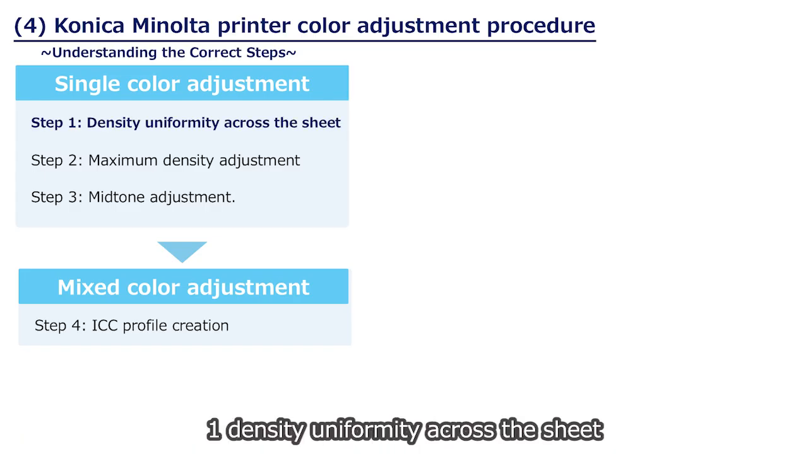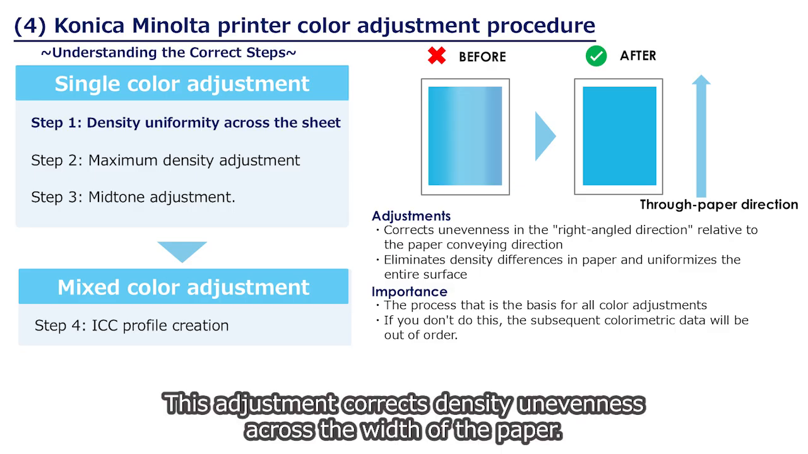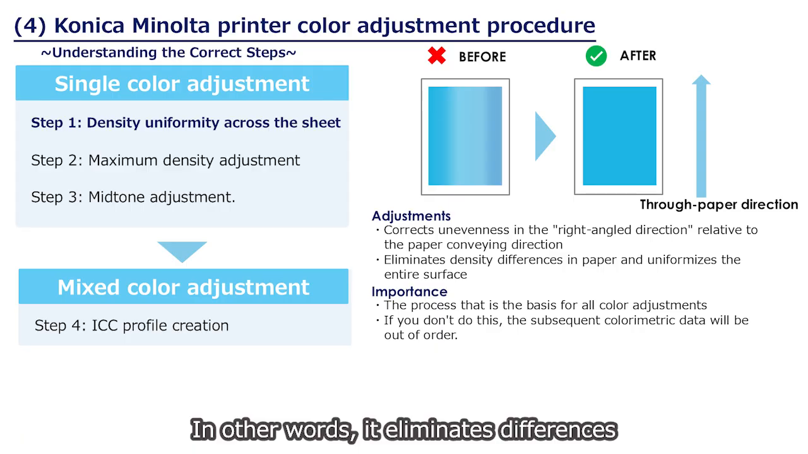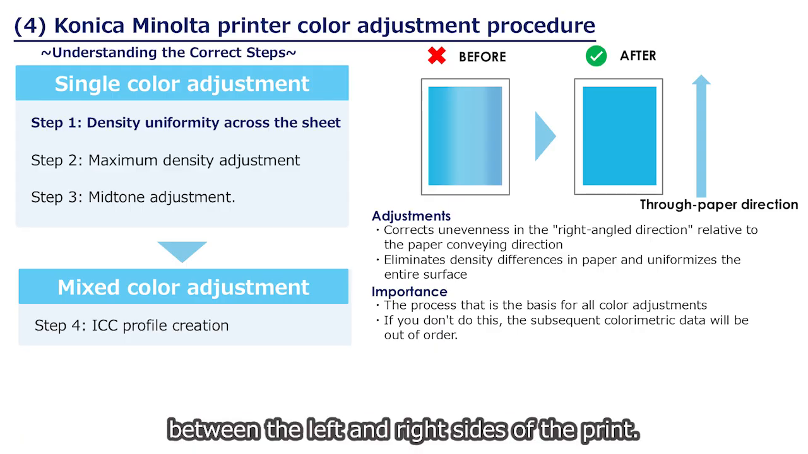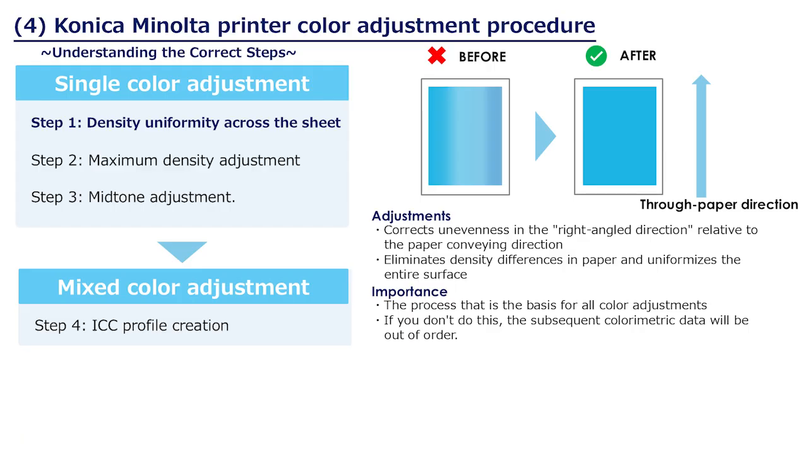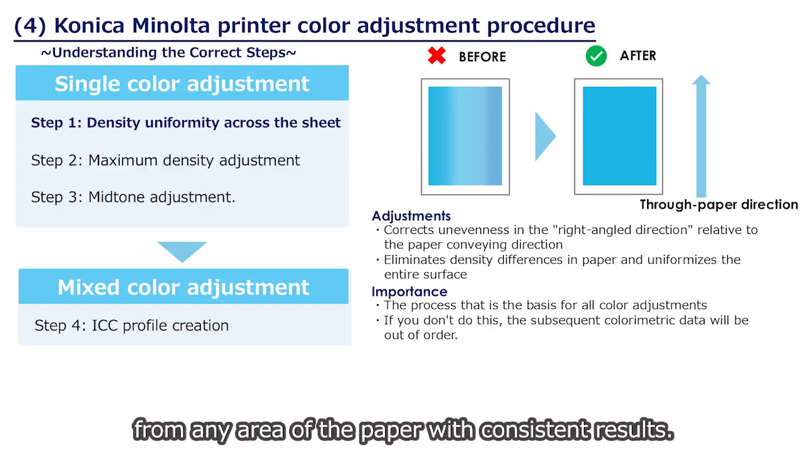1. Density uniformity across the sheet. This adjustment corrects density unevenness across the width of the paper. In other words, it eliminates differences between the left and right sides of the print. The goal is to achieve uniform density across the entire sheet. Once this is done, color measurements can be taken from any area of the paper with consistent results.